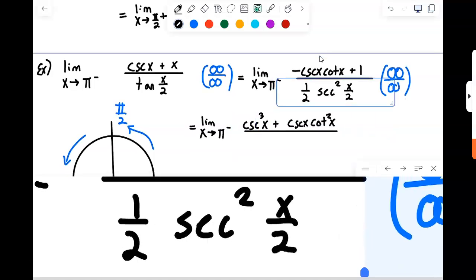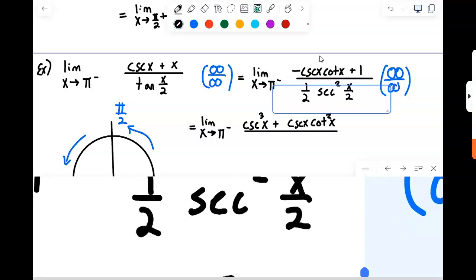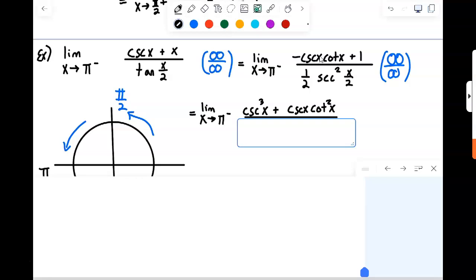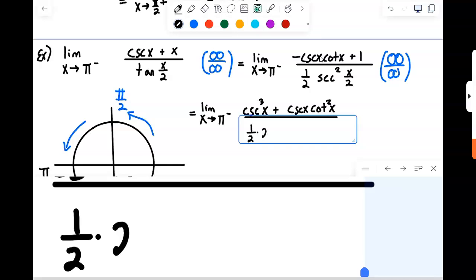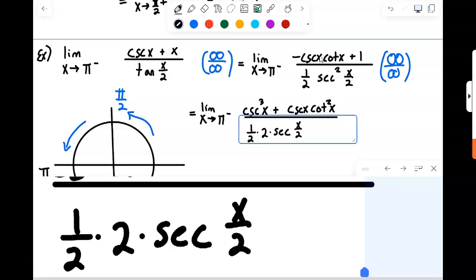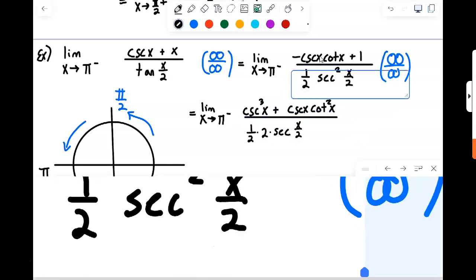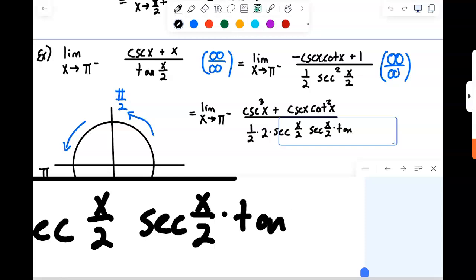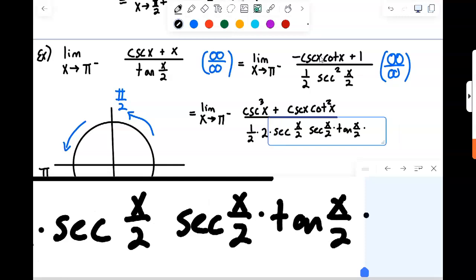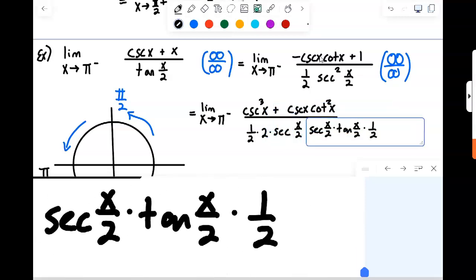It's not fun. The bottom, what's going on here? Well, we have to do the derivative of that stuff. So that's going to be 1/2 times the derivative of secant squared, which would be times 2 times secant of x over 2, times the derivative of secant, which would be secant of x over 2 times tangent of x over 2, times the derivative of 1/2 times 1/2.